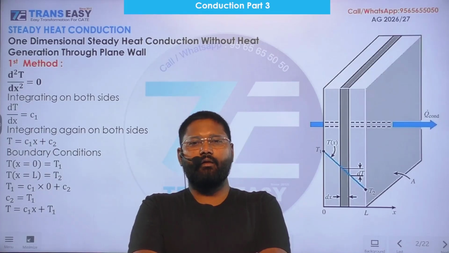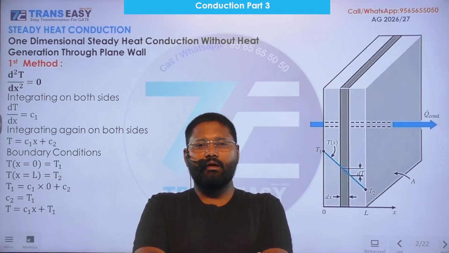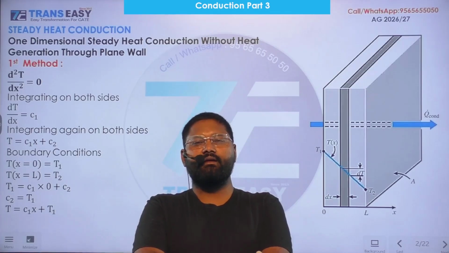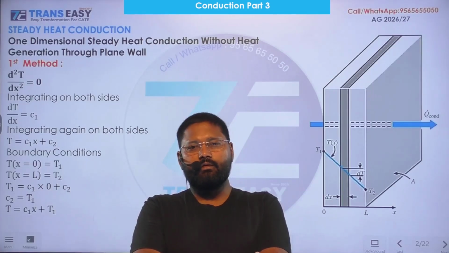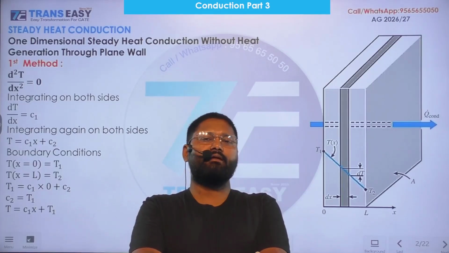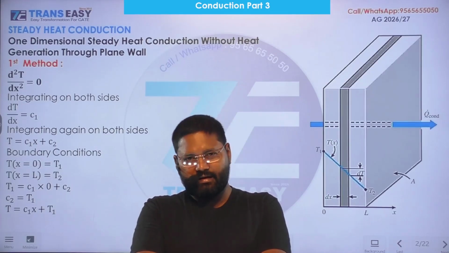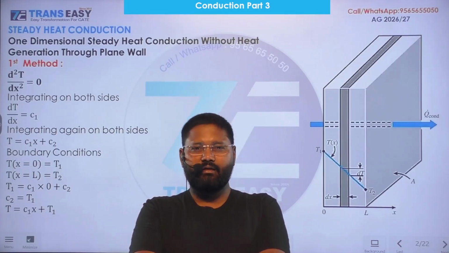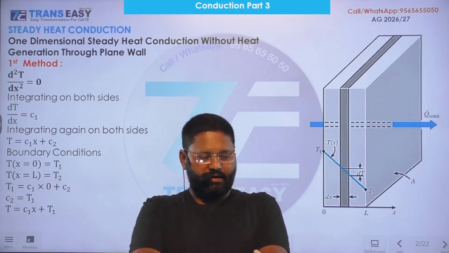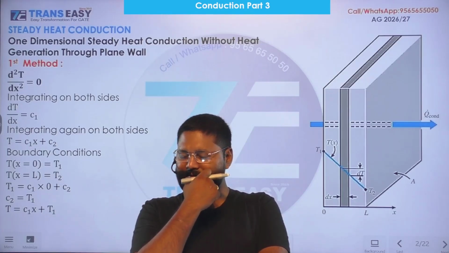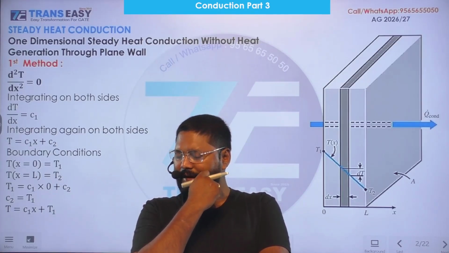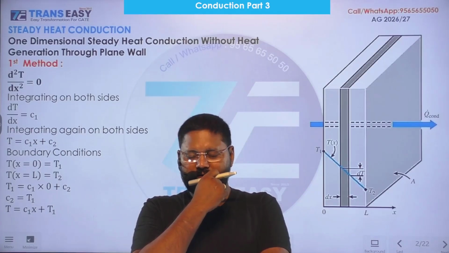For a plane wall, the heat conduction equation in Cartesian coordinate system solves the problem very easily. For a cylinder, we have the heat conduction equation in cylindrical coordinate system, and for a spherical body, we have a spherical coordinate system.